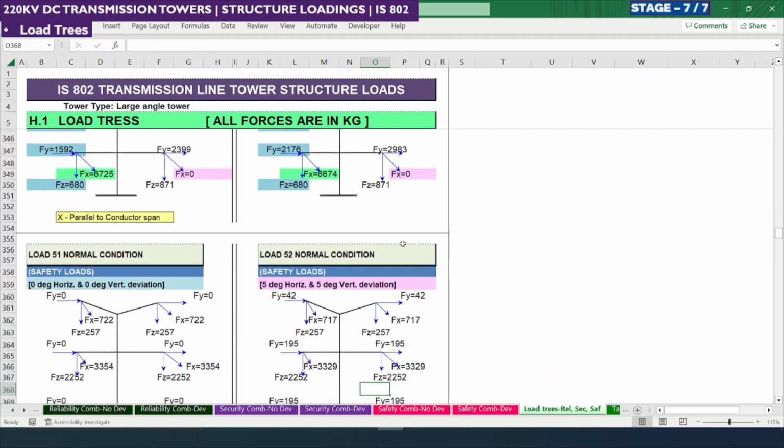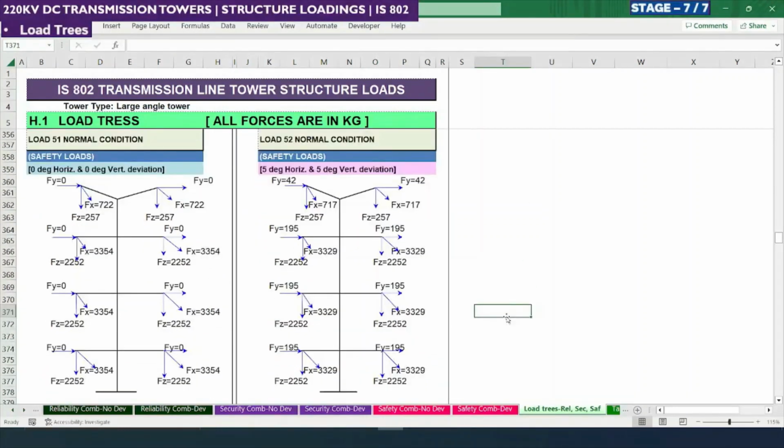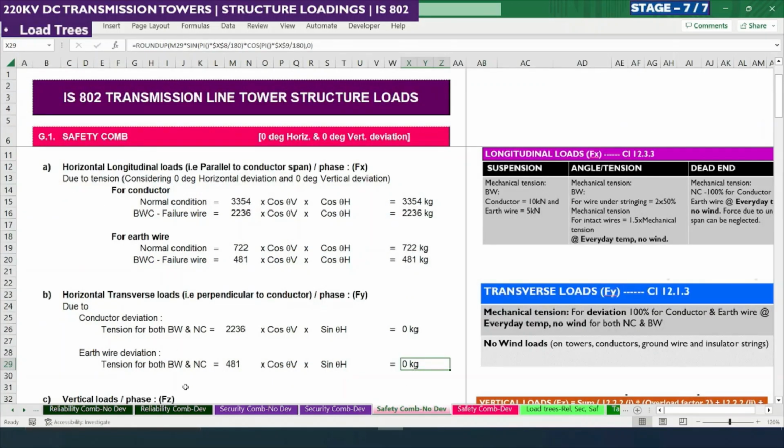Next one we will look onto the safety load cases. So in the safety load cases we need to consider both the normal condition and the broken wire condition. In the normal conditions we are having two, one is without deviation, another one is with deviation. So with deviation, this is Fy, which is a transverse load. For transverse load what we had considered is earth wire tension for both broken wire and normal tension. Normal condition we need to consider as mentioned in clause 12.1.3.